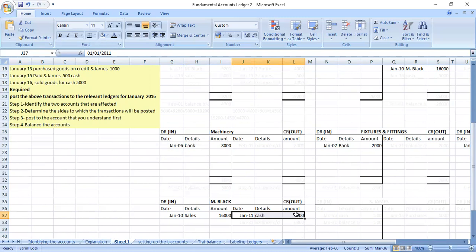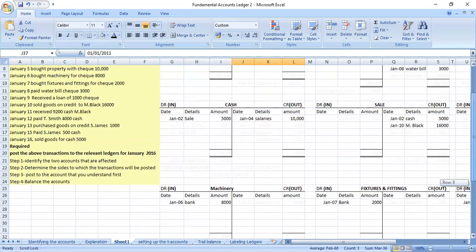So if he paid us and the money is coming out of his account, the money is going to go into which account? Our cash account. All right, because it was a cash transaction. So on January 11th, we received $9,200 for our cash from M Black.